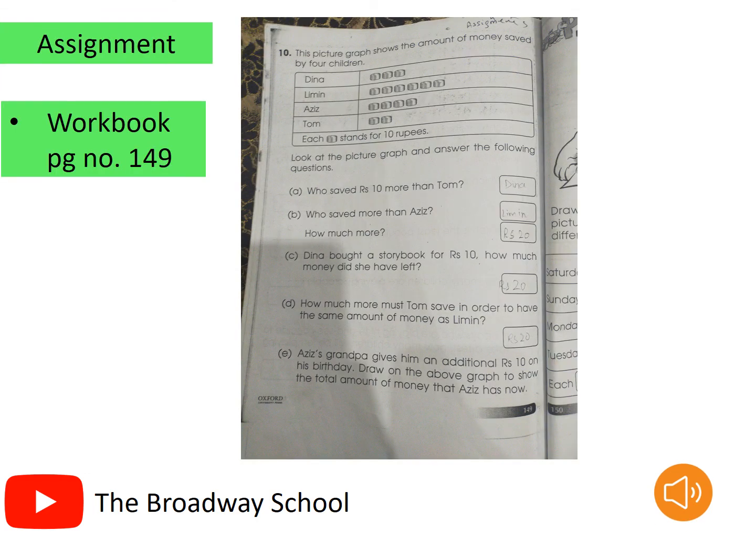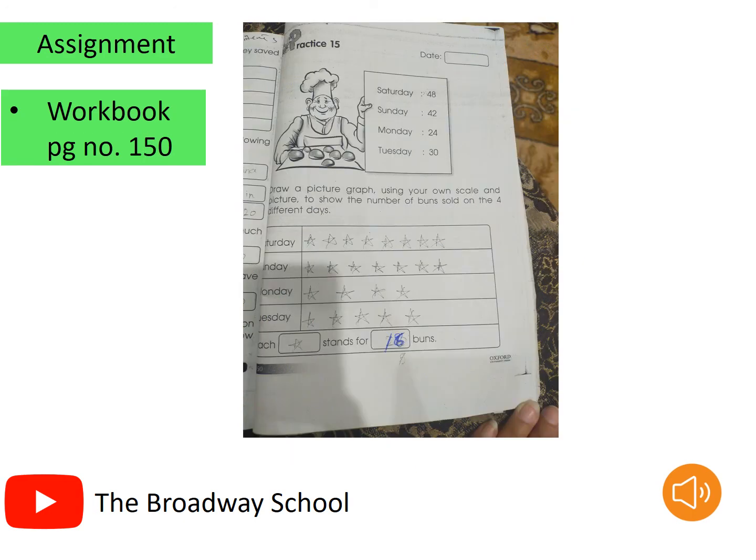Move on to page number 149. This page is also your assignment. You need to do it by yourself as it is very easy. As we are done with the whole unit, it's very easy for you to do it. Students, move on to page 150. This page is also very easy. This is also your assignment. You need to do it by yourself.